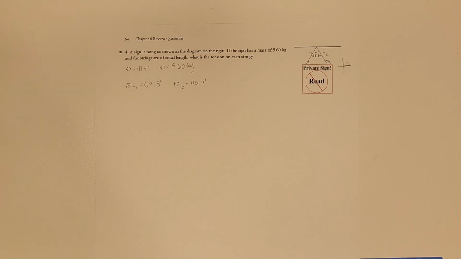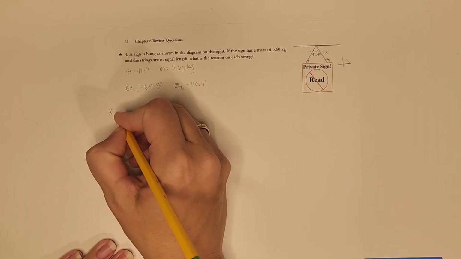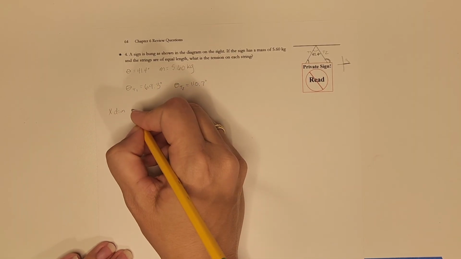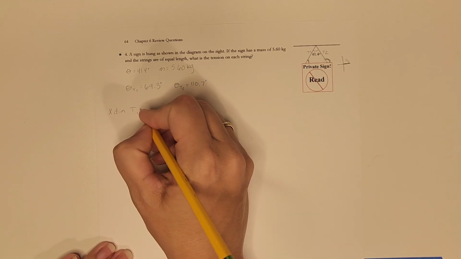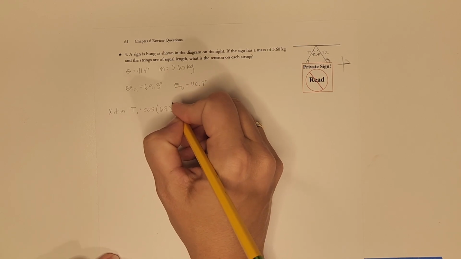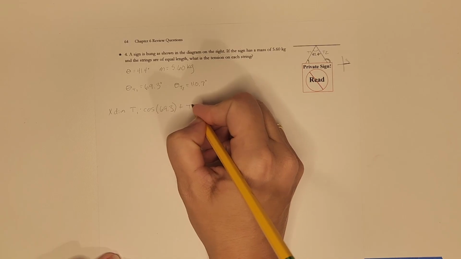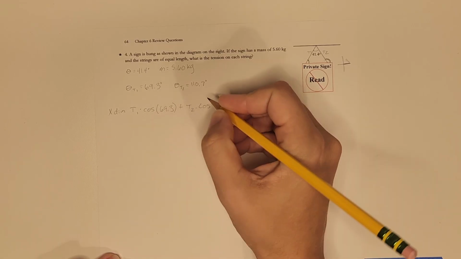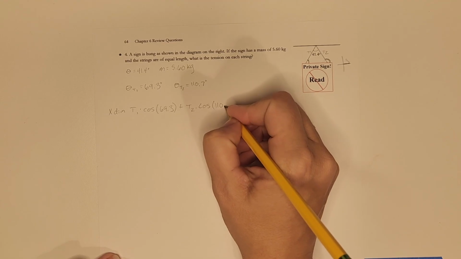Now we know enough that we can solve this problem. We're going to use our x dimension and y dimension equations to solve for T1 and then determine T2. Here's our x dimension equation. We have T1 times the cosine of 69.3 plus T2 times the cosine of 110.7.